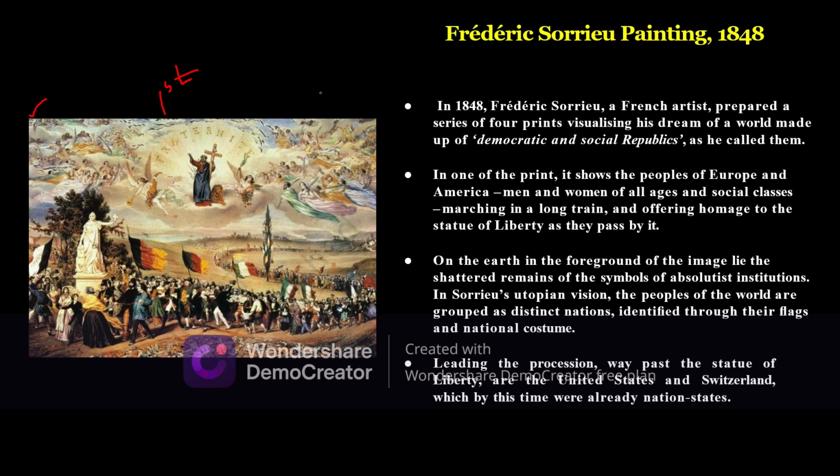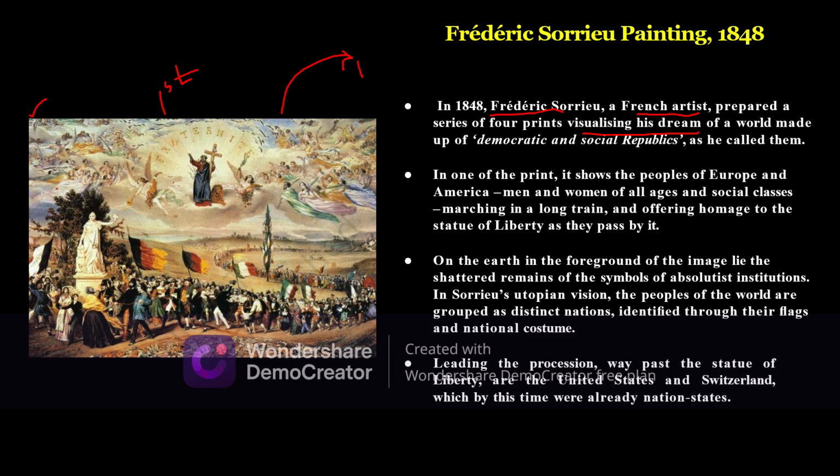So this chapter begins with a painting. This painting was painted by Frederick Soreau. He was a French artist. He prepared a series of four prints visualizing his dream of a world made up of democratic and social republics, as he called them. So, this painting was painted in the year 1848. This is again a one mark question.